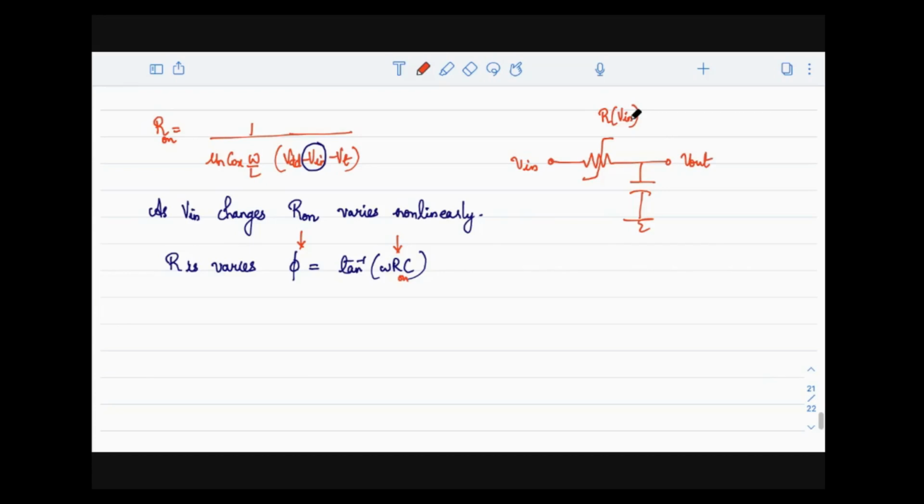Even if I keep it separate, I need to model this resistance as a nonlinear resistance. If that is the case, now I'm trying to analyze this. So say I am assuming that my input is, I'm just looking at the amplitude distortion now. So input, I'm assuming it as a sine wave, which is A cos omega t, right?